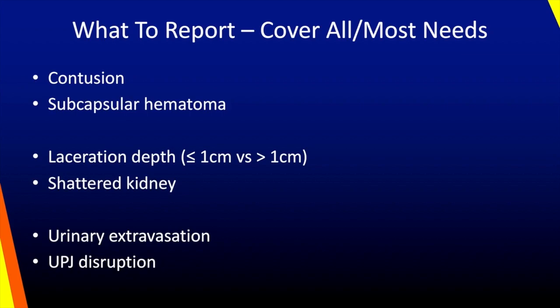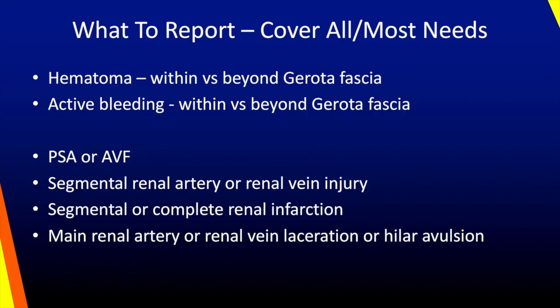A contusion, subcapsular hematoma, laceration and specify its depth so they can tell if it's less than or greater than a centimeter, shattered kidney, urinary extravasation, UPJ disruption, a hematoma or active bleeding, and specify whether it's within or beyond Gerota's fascia, pseudoaneurysm or arteriovenous fistula, segmental renal artery or renal vein injury, segmental or complete renal infarction, main renal artery or renal vein laceration or hilar avulsion.